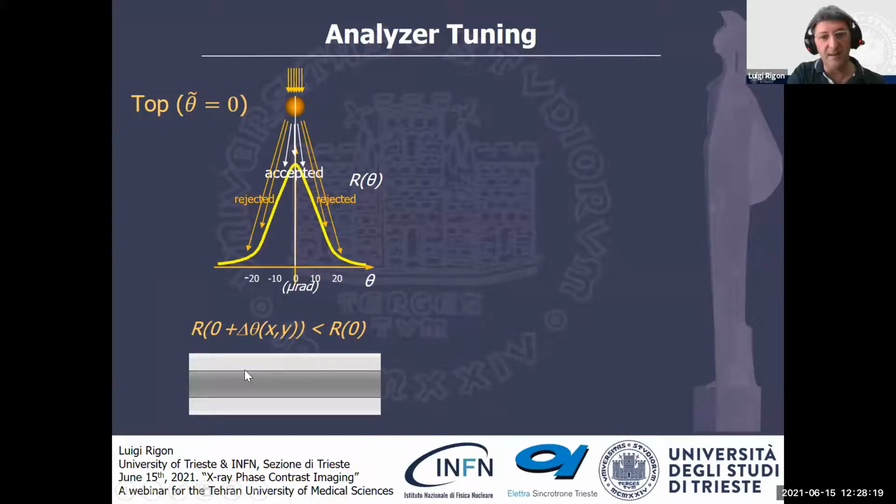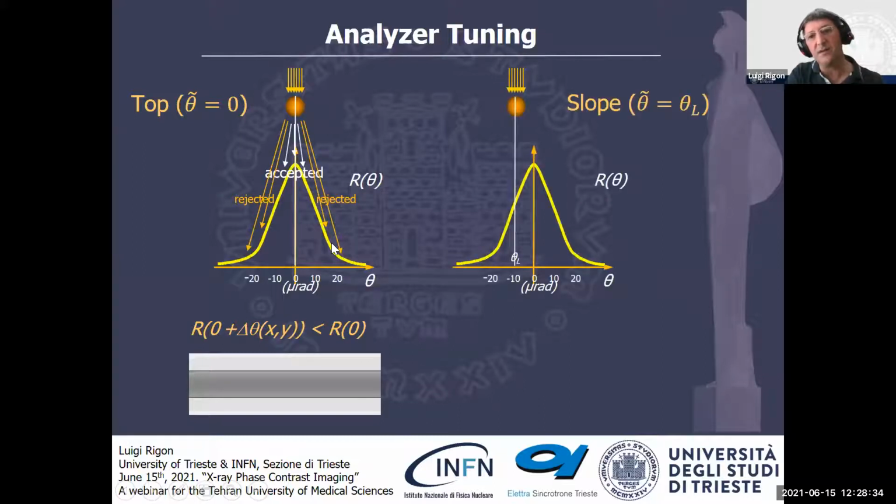At the boundary of the wire, where you have stronger refraction, strong deviation, you see black on the detector because the photons have been rejected. This is the so-called extinction effect. But you can also do something different. You can choose a working point on the slope of the analyzer. So now things change.